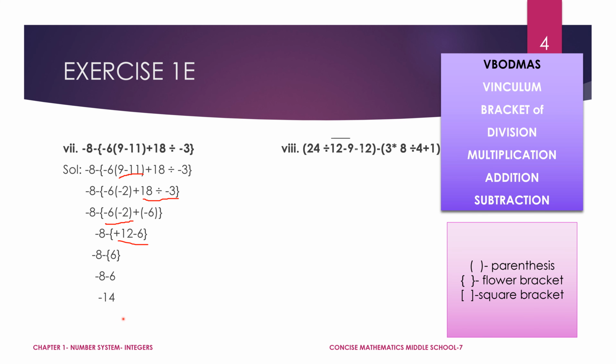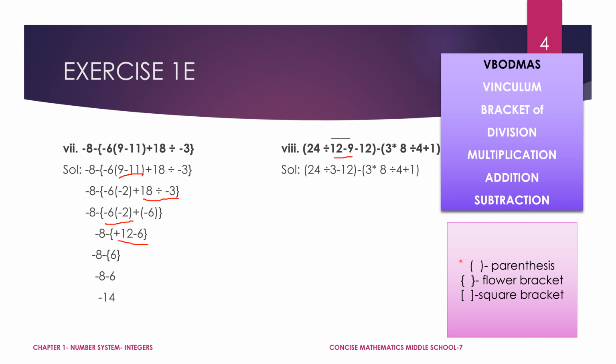Let's move on to our last question. 24 divided by 12 minus 9 minus 12 minus 3 into 8 divided by 4 plus 1. Here check for a vinculum. Do you have any vinculum? Yes. Here. So 12 minus 9 should be done first. So 12 minus 9 will be 3. Right? So after this vinculum, you have to do bracket.